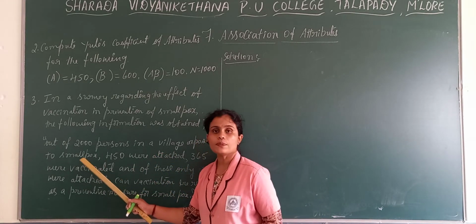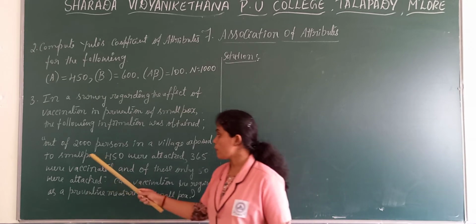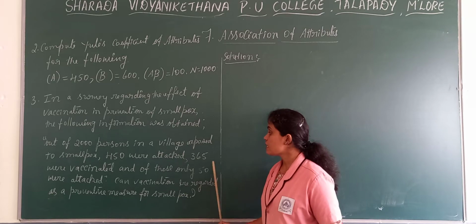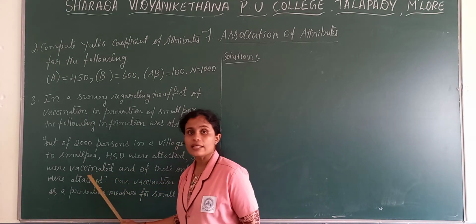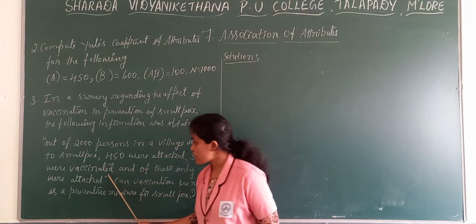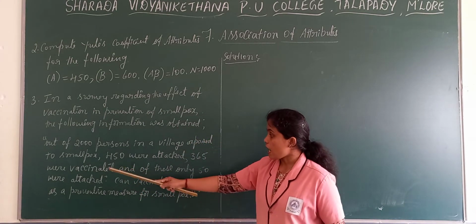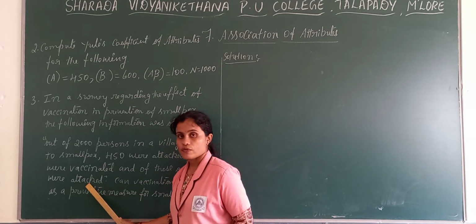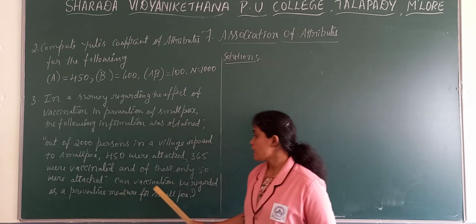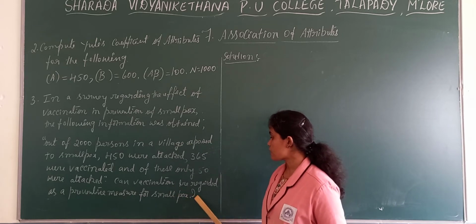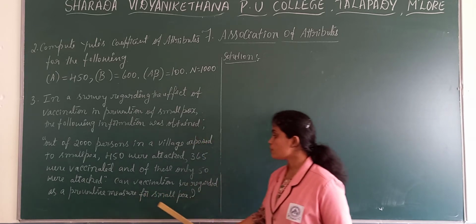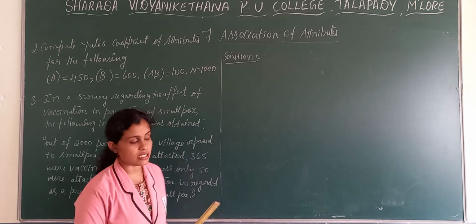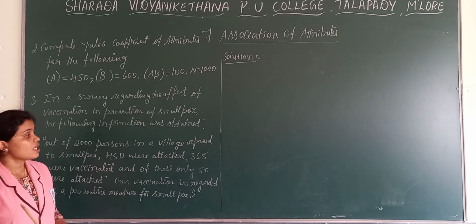to smallpox. How many people affected by smallpox? That is 450 were attacked. 365 were vaccinated. And of these, after vaccinated, 50 were attacked. Can vaccination be regarded as a prevention measure for smallpox? Can we consider vaccination as a prevention measure? Now what we need to do?